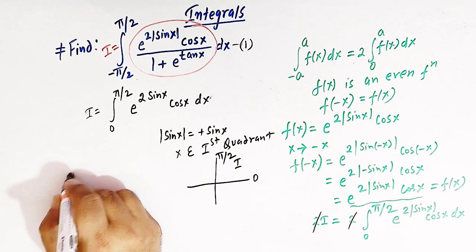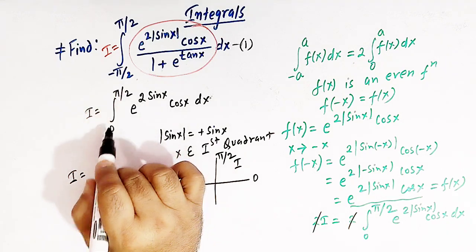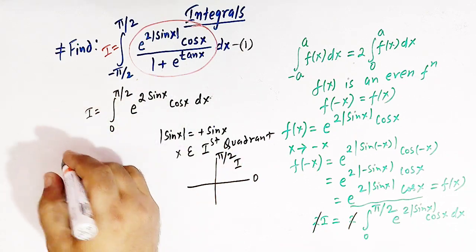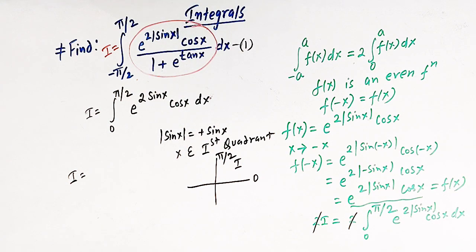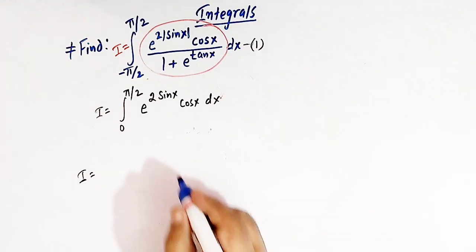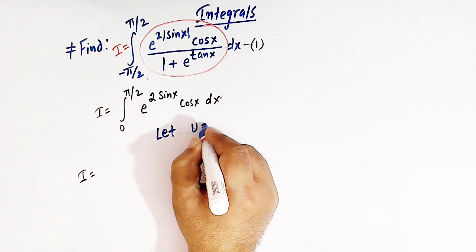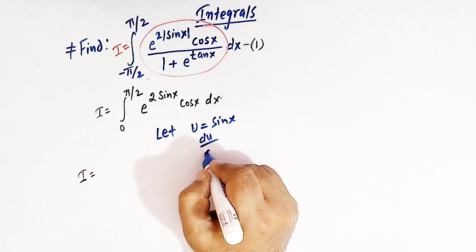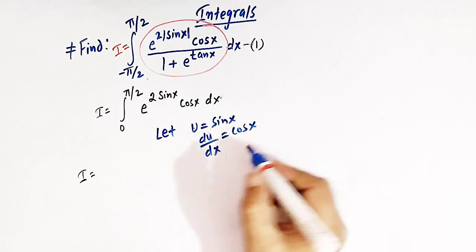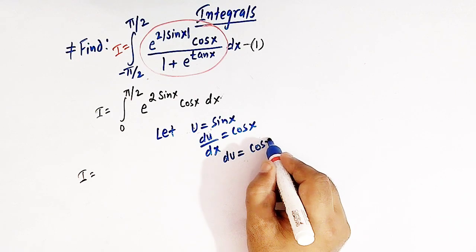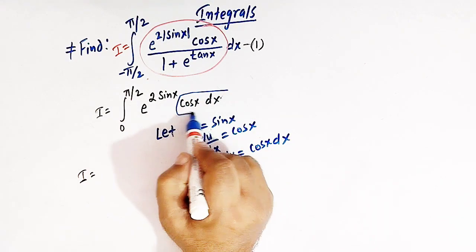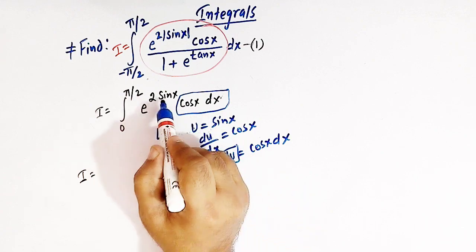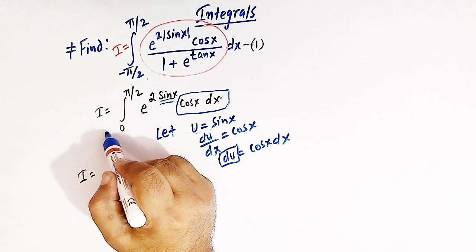So now we have I is equal to integral 0 to pi by 2 e raised to 2 sine x cos x dx. So let us solve this integral by substitution method. So let us take u is equal to sine x, right? So when we take u is equal to sine x, du over dx is cos x. So we have du is equal to cos x dx, right? So for this part we can write du, right? Okay, and for sin x we can write u, and let us change the limits.